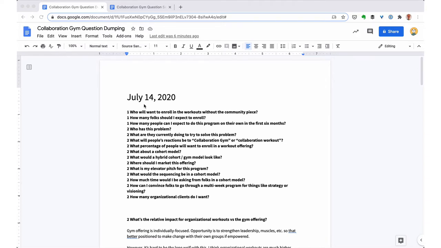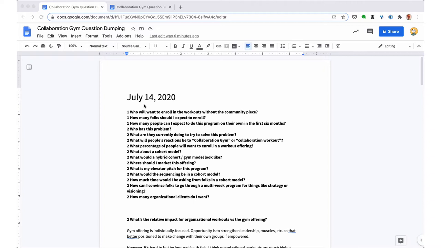And you can see right from the start, I have two things open. The first tab is my question dumping journal from the last two workouts. And the other tab, which you'll see in a second, is a blank document that is going to contain the organized version of my questions.